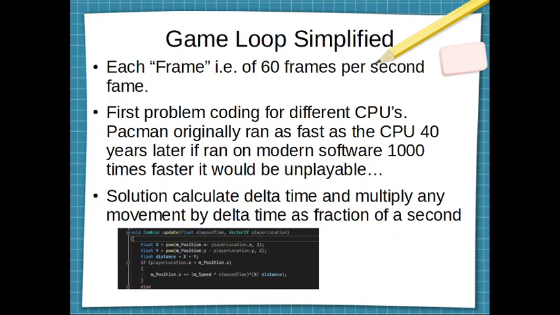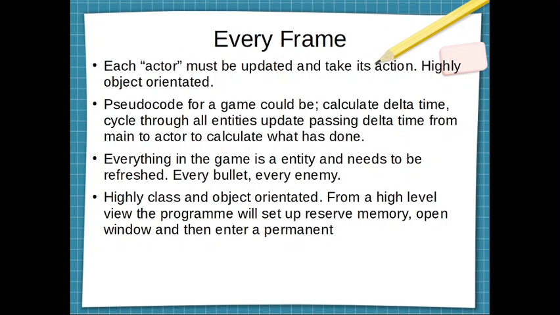So Pac-Man could be unplayable on today's software if we didn't multiply the vectors and the changes of the values in it by a time delta. Now, every frame, every actor must be updated and take its action. So this is where it becomes highly object-oriented.